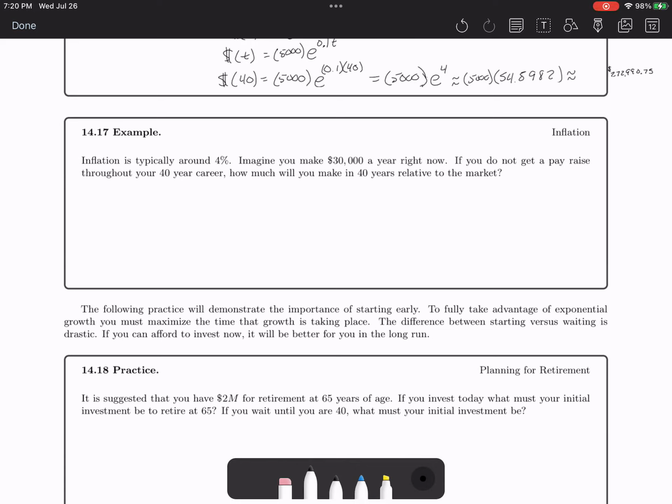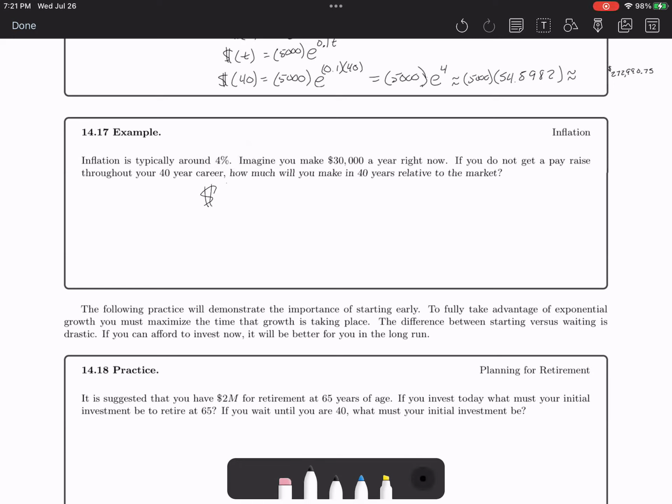If we do not get a pay raise throughout our 40-year career, how much will we make in 40 years relative to the market, right? Because if you make $30,000 every year for 40 years and you're losing 4% off of every dollar every year, right? If you don't get raises that meet this 4%, then you end up losing money relative to everybody else around you. So let's figure this out.